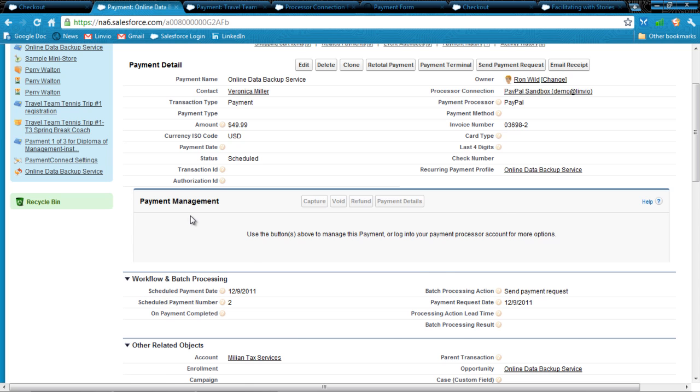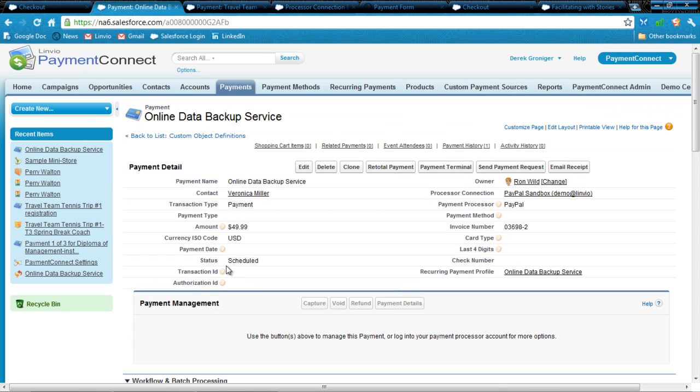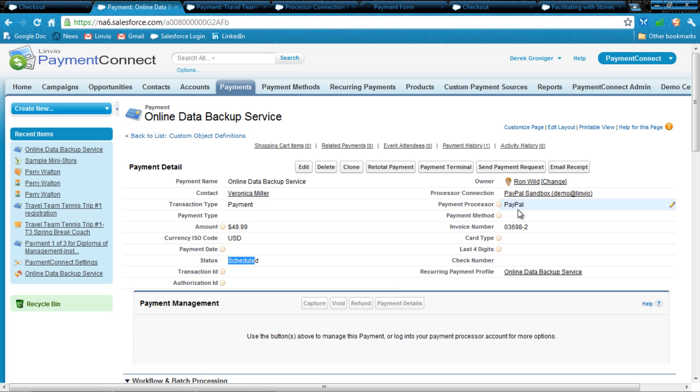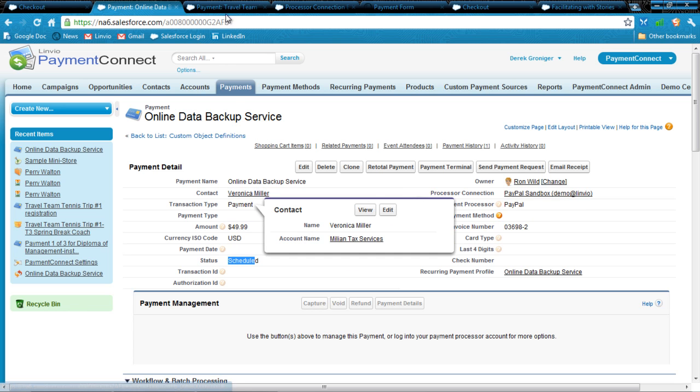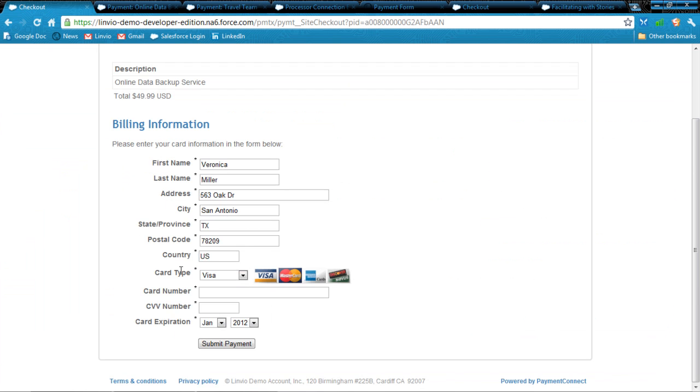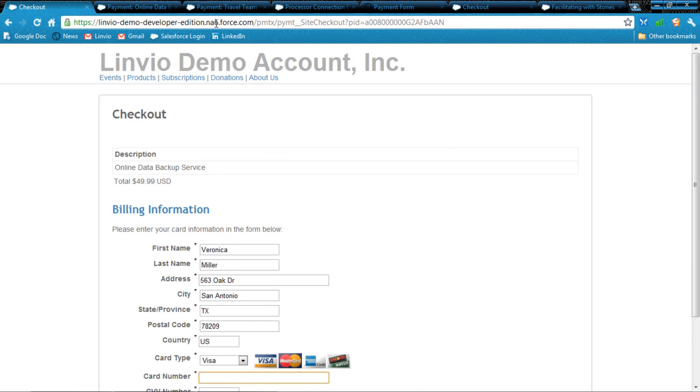Back in Salesforce on the Enterprise Edition, this is the payment detail record of the scheduled transaction which this online checkout is referencing. And notice our payment processor is PayPal, $49.99 for Veronica Miller. Now I have another payment record that is scheduled, and I can send a similar checkout, but in this case I'm using Authorize.net. And as you might expect, it could look like this checkout page where I'm asking for the credit card details on the Force.com platform.